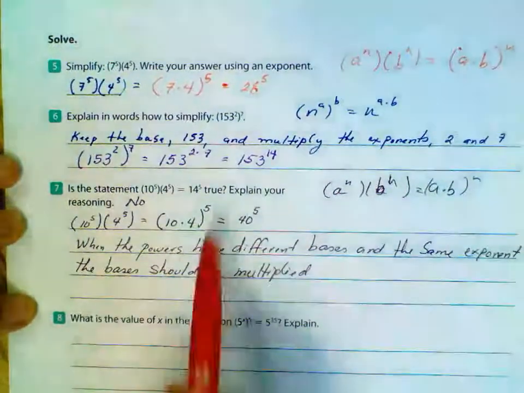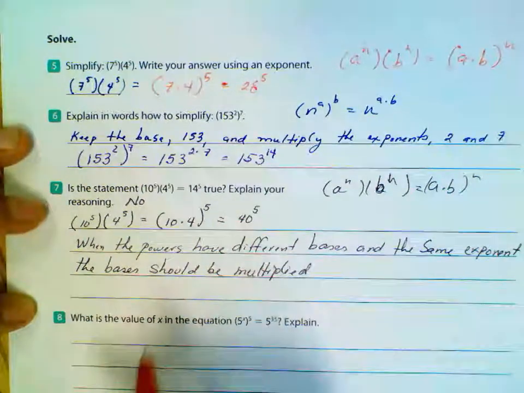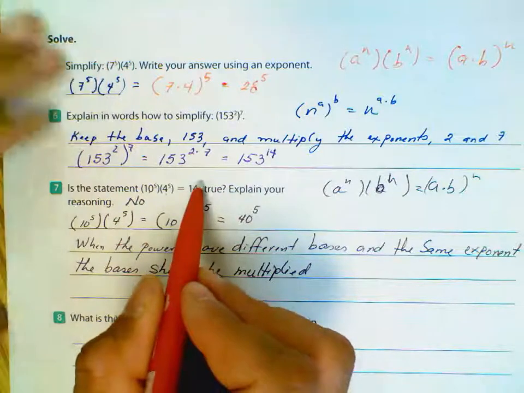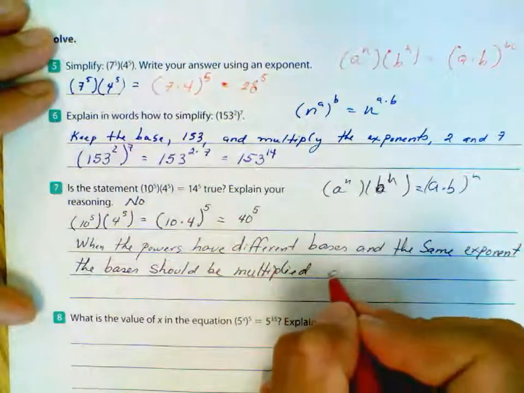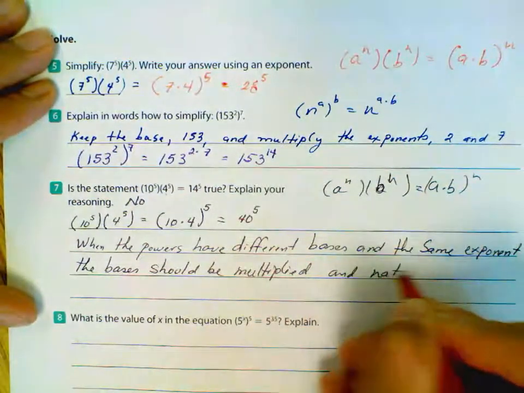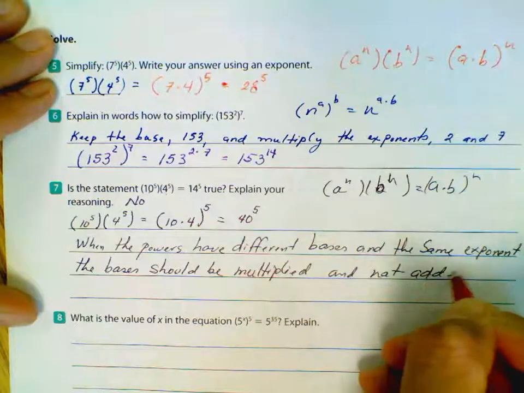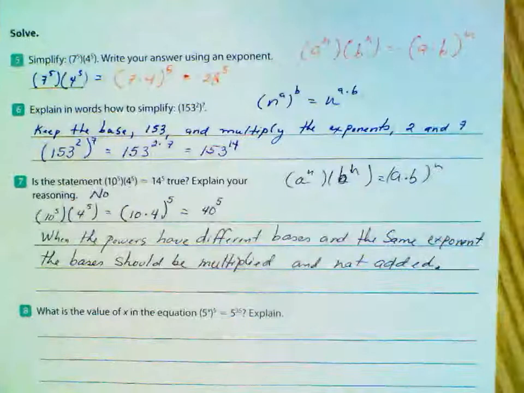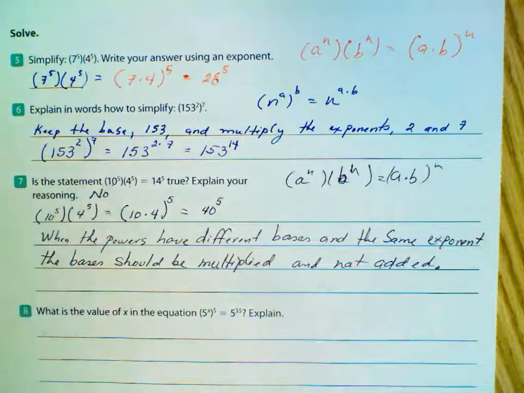The bases should be multiplied. 10 times 4 equals 40, and not added, because if you have 10 plus 4 equals 14, so that's the wrong step. Multiply and not add. Okay? You can write that one as an explanation, or you can come up with something different. If you want, multiply the bases, and the powers are the same.